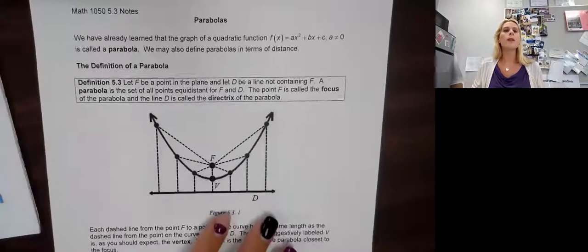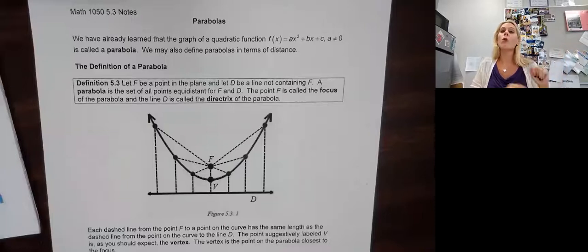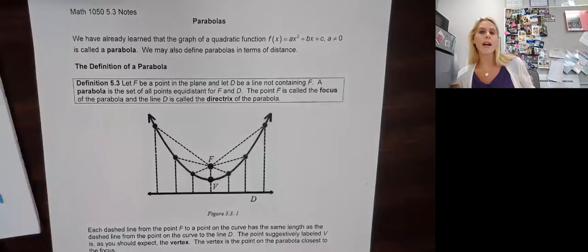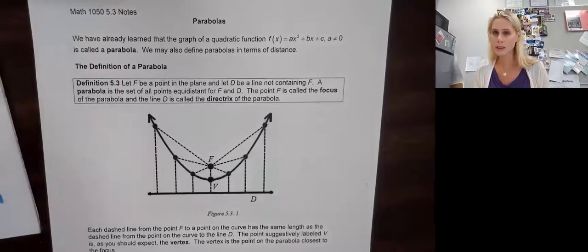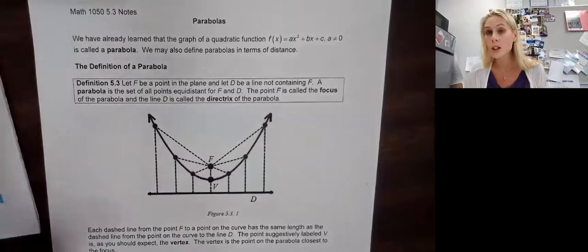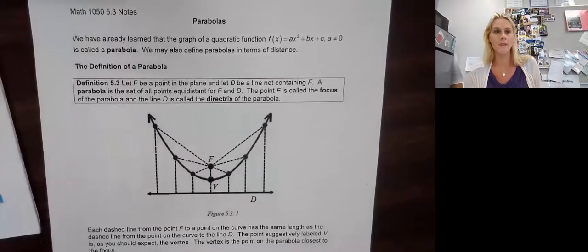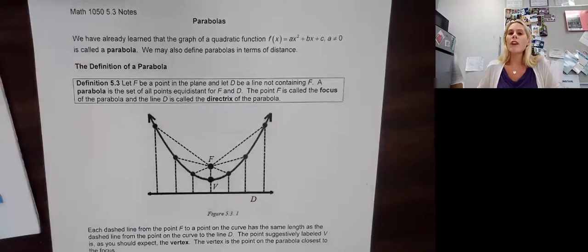So we've already learned the graph of a quadratic function, which is f of x equals ax squared plus bx plus c, a not equal to 0. Because if a wasn't equal to 0, we would have a linear equation, okay? So that is called a parabola. We may also define parabolas in terms of distance, okay? So let's look at this definition.